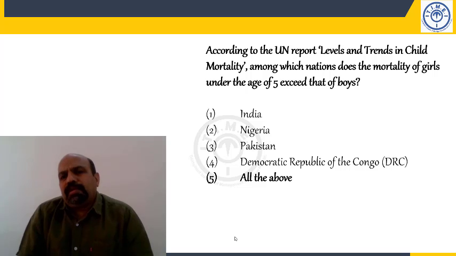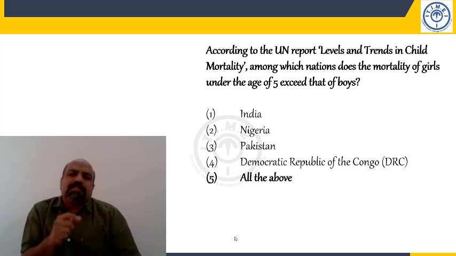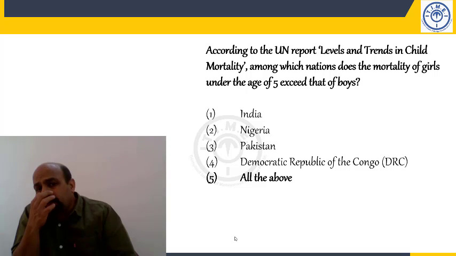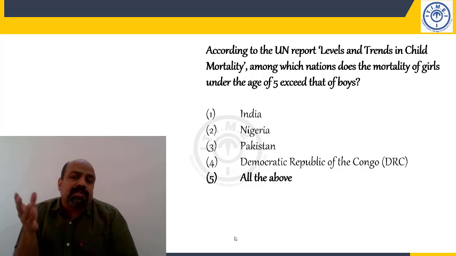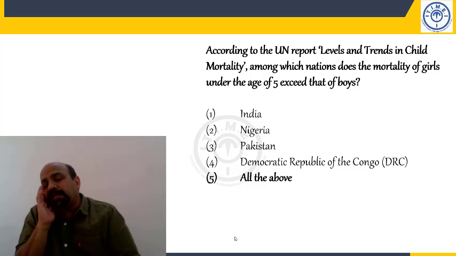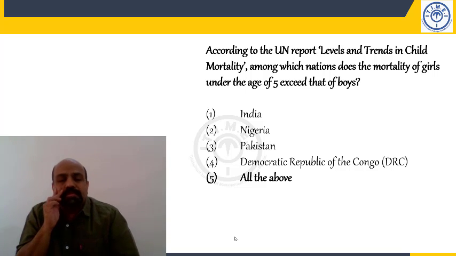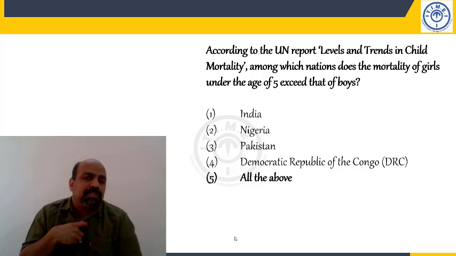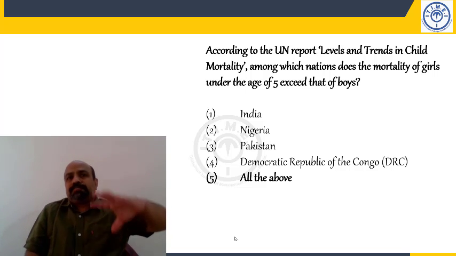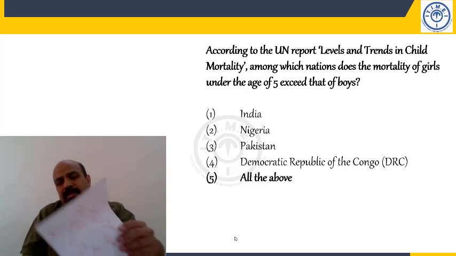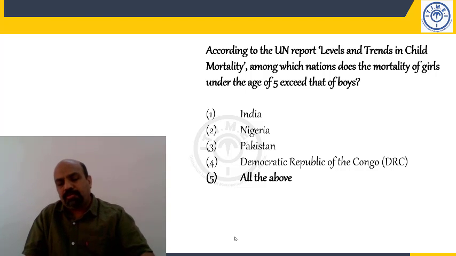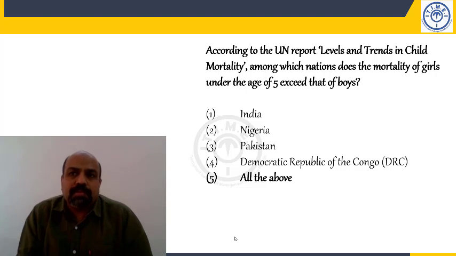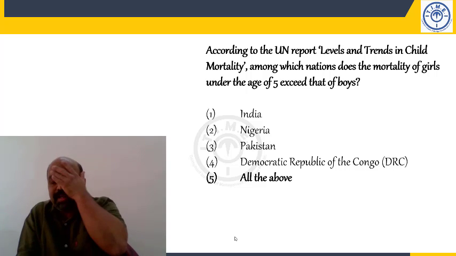According to the United Nations report, levels and trends in child mortality, among which nations has the mortality of girls under the age of 5 exceeded that of boys? So more girls die than boys in which countries? All those countries: India, Nigeria, Pakistan and DRC. The last one, the fourth one, is something that we don't know anything about, except that I had mentioned in a previous session that if you look at this as Africa, ये पूरा Africa है, तो ये बीच में है एकदम, Democratic Republic of Congo.